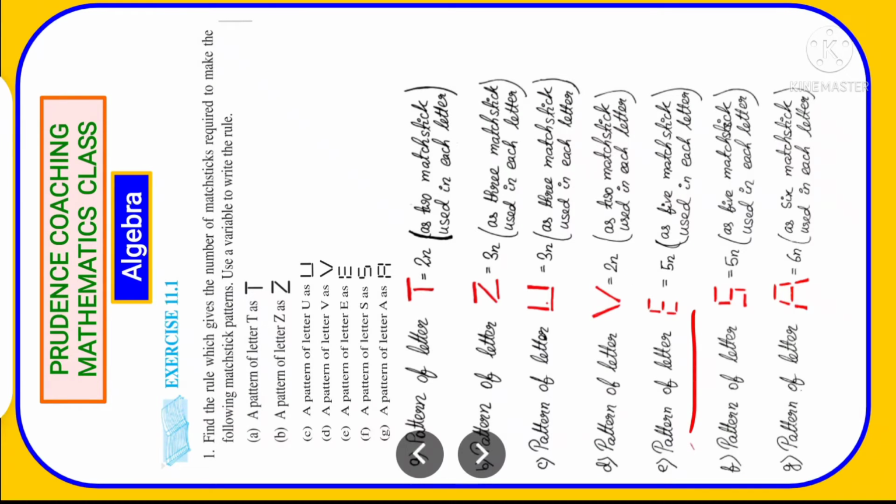Pattern of E will be 5n as 5 matchsticks are used in each letter. Pattern of letter S will be 5n as 5 matchsticks are used in each letter. And lastly, the pattern of letter A is 6n as 6 matchsticks are used in each letter. So finally, what is the conclusion? We are multiplying the number of matchsticks required in each letter into n. n is the number of letters we are forming, which is variable. We don't know how many T's we are forming, how many Z's we are forming. So we are writing the formula like this.